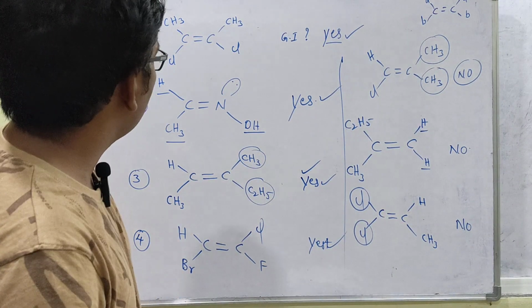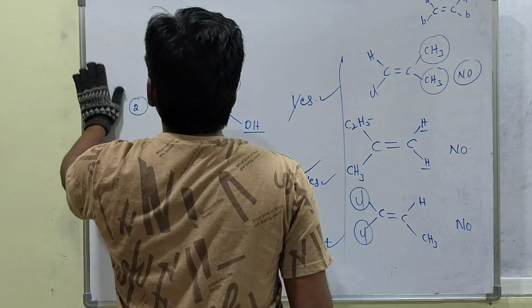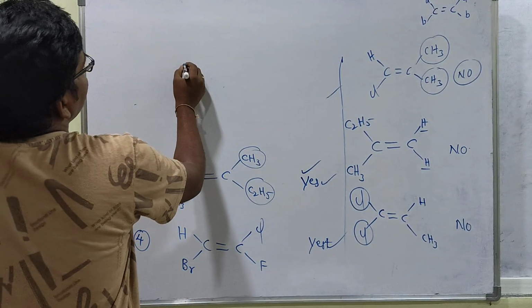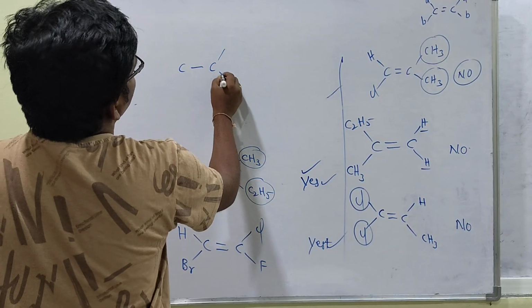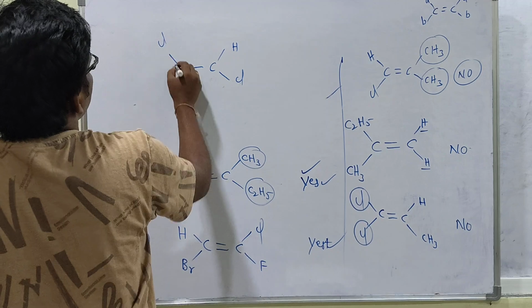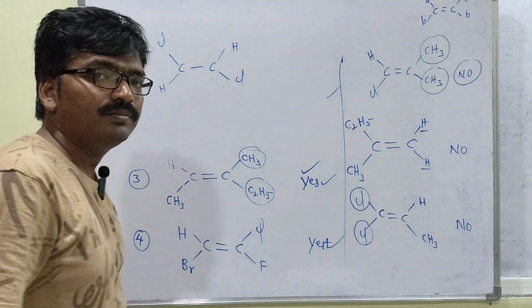Sir, one more compound I will tell you. Sir, a compound is there like this. Here H is there, here Cl is there. Then here Cl is there, here H is there. Does that exhibit geometrical isomerism?